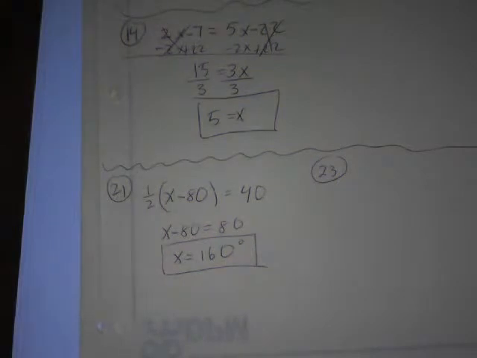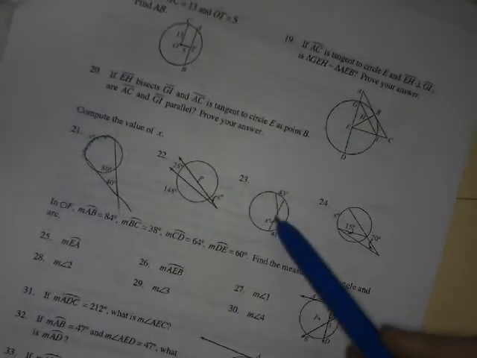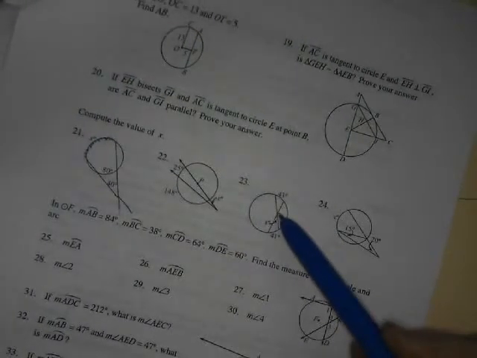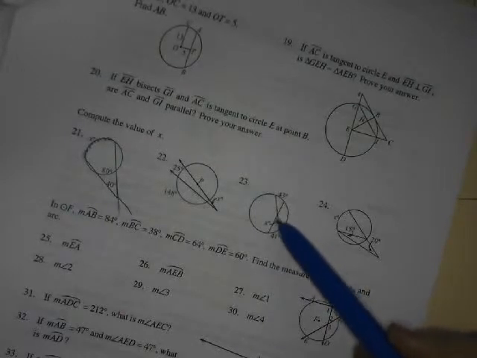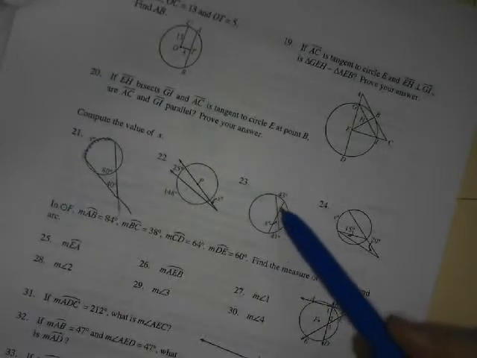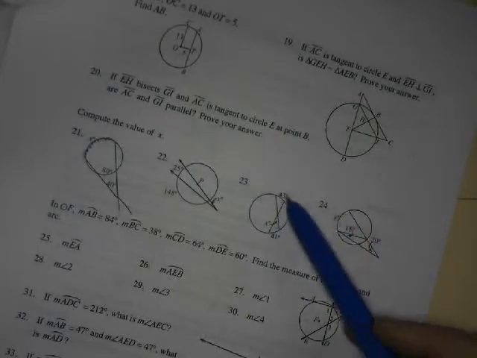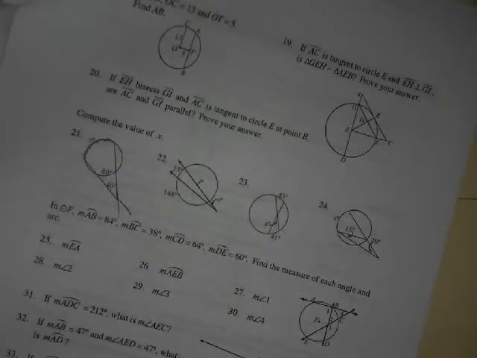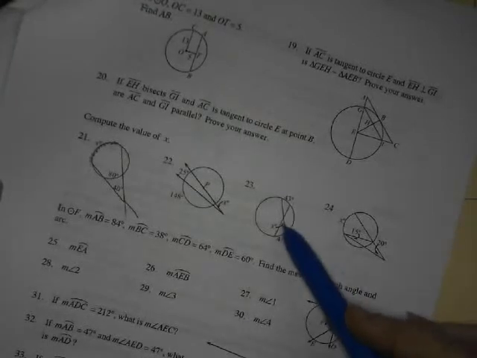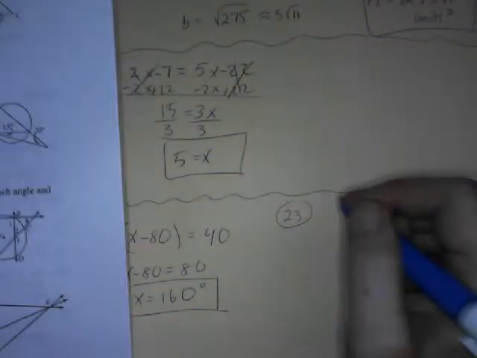I'm also going to do number 23 because that one has two secants and they're crossing on the inside of the circle. When they cross on the inside, you add the intercepted arcs and divide by 2, and that'll give you the angle where they intersect each other. So add these two up. That'll give me 84, and then divide by 2. What's half of 84? 42. So that's going to be 42, right?